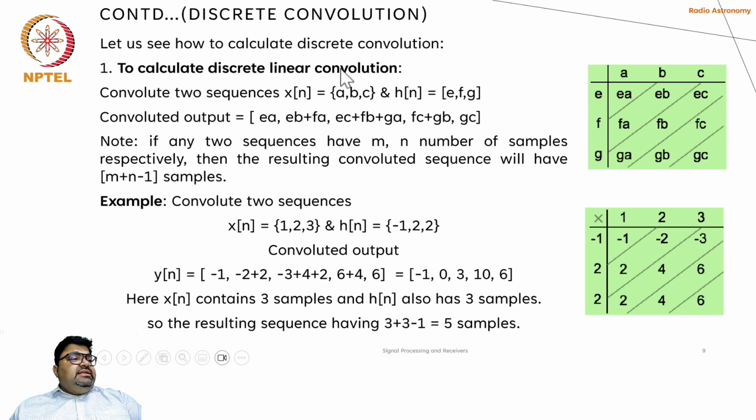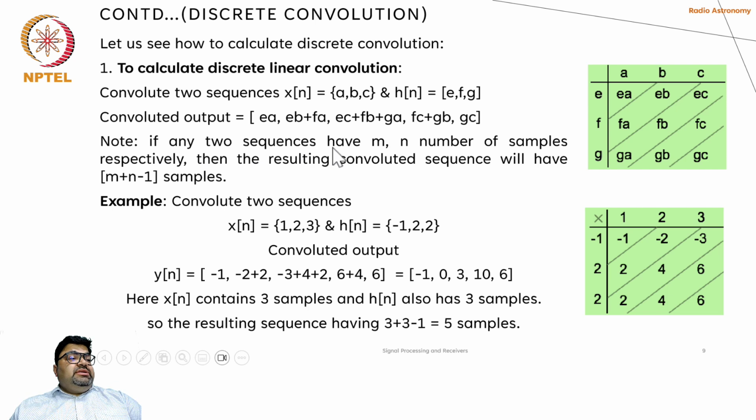To calculate discrete linear convolution, convolve two sequences, x[n], which is A, B, C, a discrete sequence, and h[n], a sequence of E, F, and G. So the convolved output will be EA, EB plus FA, EC plus FB plus GA, FC plus GB, and GC.